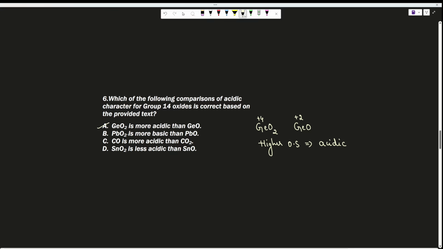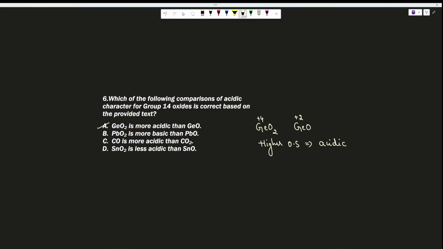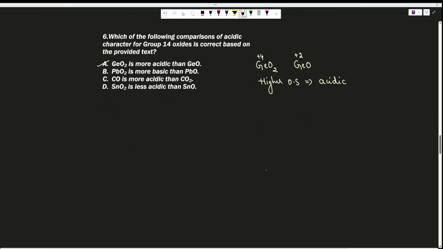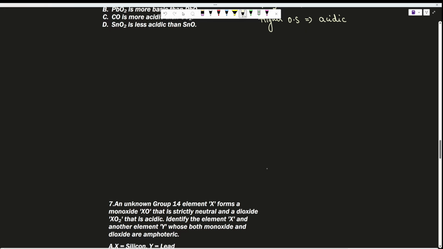But next it is given PbO2 is more basic. No, in this also you have +4 and +2, so that should be more acidic. Then CO is more acidic than CO2. No. Again here you have +4 oxidation state and +2. So CO2 will become more acidic. And again in this also, SnO2 and SnO, +4 will become more acidic. Okay, just look at the oxidation states and decide. Okay, next question.